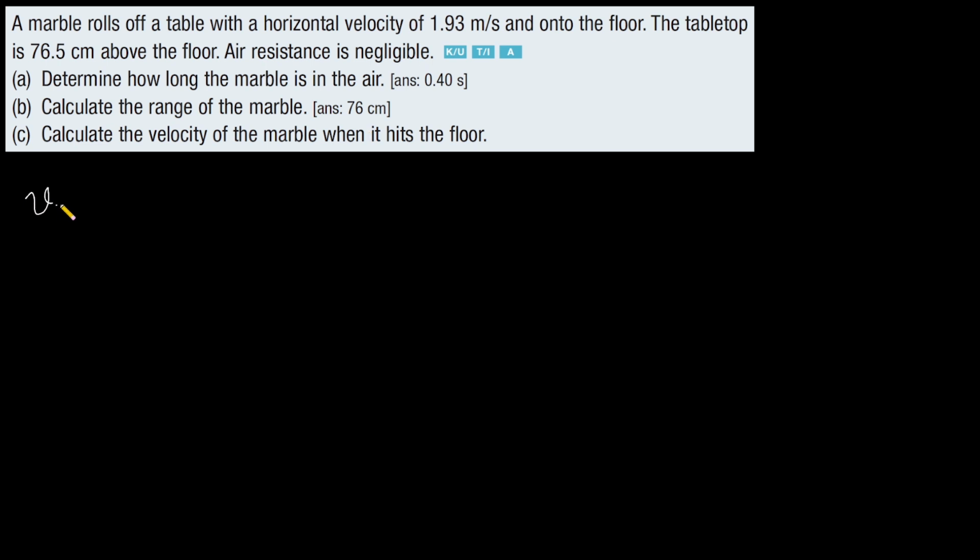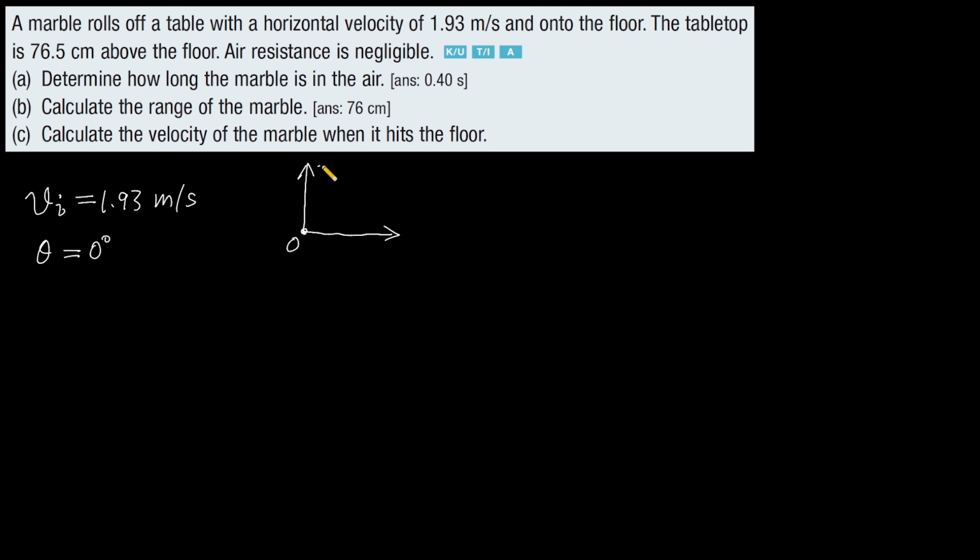So the initial velocity is 1.93 meters per second. And the angle between the direction of the initial velocity and the horizontal line is 0, because the marble rolls off with a horizontal velocity. And we set the 0 point on the surface of the table. Here is the 0. The 0 point is on the surface of the table.